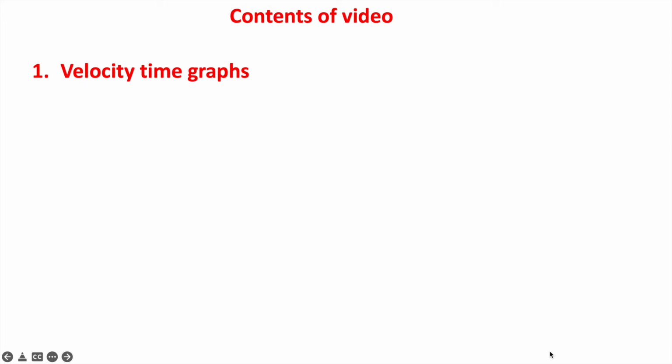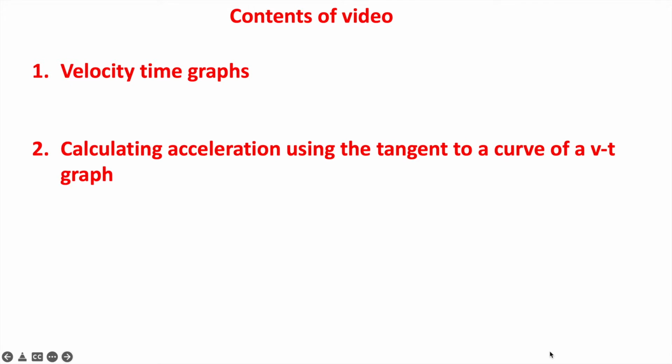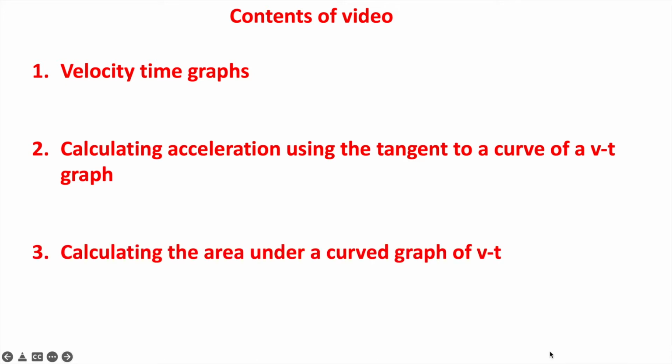So in this video, we can look at how we can represent the motion of objects on a velocity time graph. We can look at how we can calculate the acceleration using the tangent to the curve of a velocity time graph. And finally, we can look at how we can calculate the distance travelled under a curved time graph by looking at a technique for working out the area under curves on a velocity time graph.